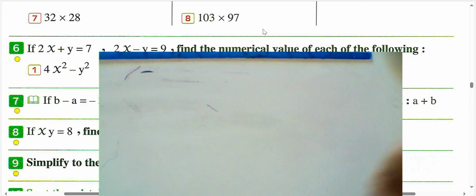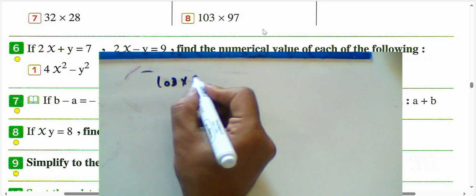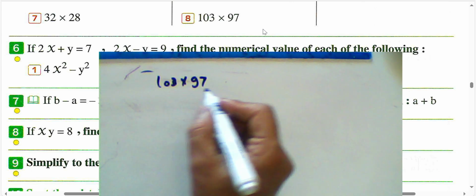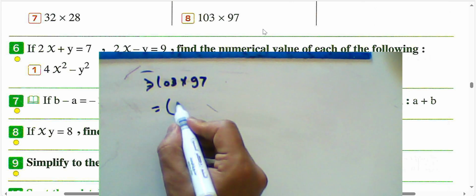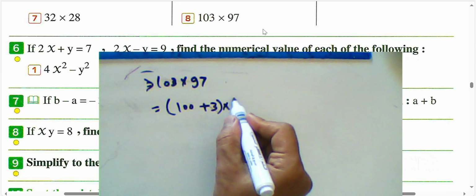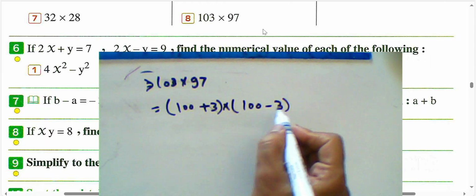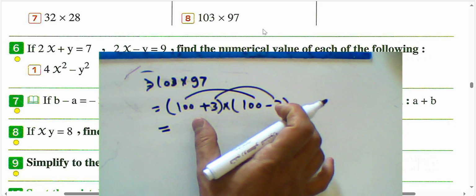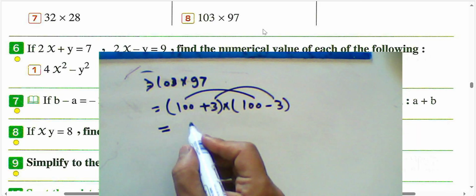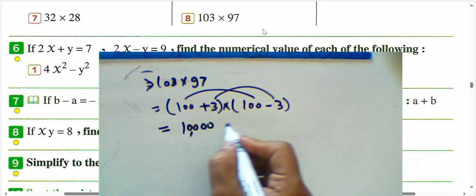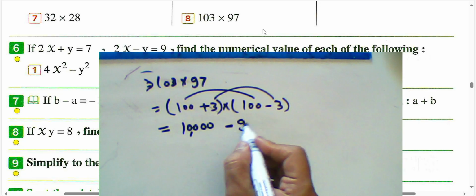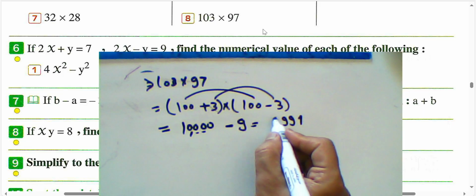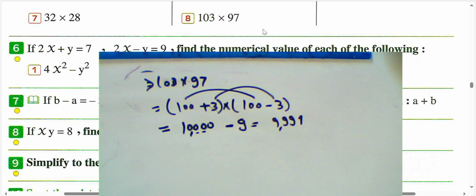Next question, 103 product by 97. We can write this example as 100 plus 3 product by 100 minus 3. And then first by first and second by second. We have conjugate terms. First by first, 100 times 100, it will be 10,000. Subtract by 3 times 3, 9. 10 minus 9, 1. And then write 9, 9, 9. 9,991.